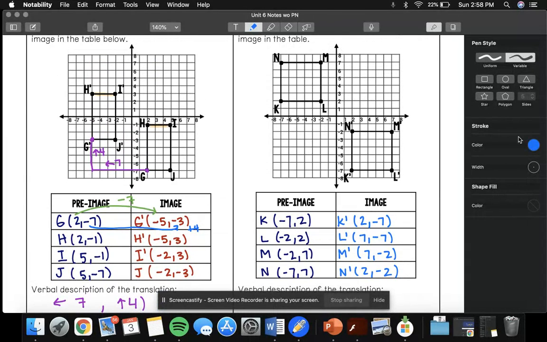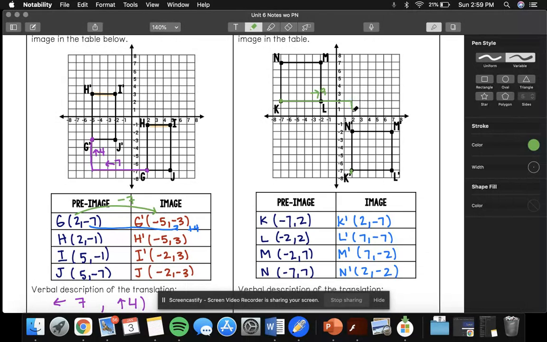Okay, for the verbal description, you can pick any of these vertices, but I want you guys to write what you think the verbal description is. Okay, so you can pick any of these. Okay, I'm going to go from K to K prime. Looks like I need to go to the right 2, 4, 6, 8, 9.